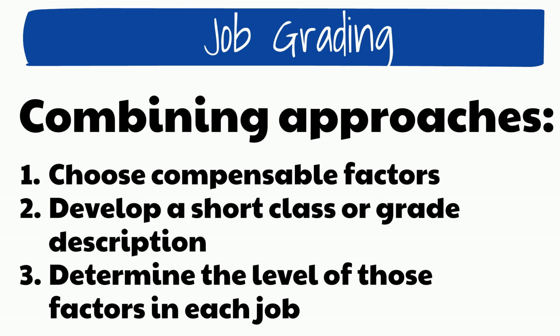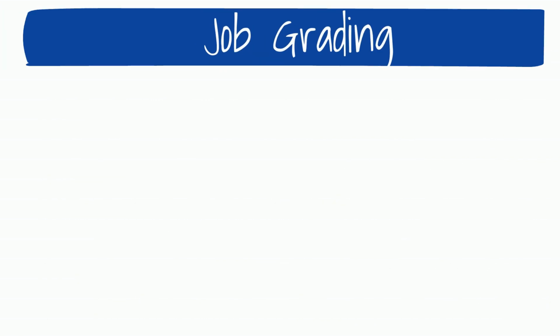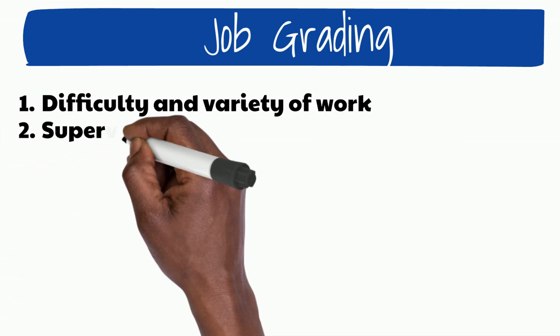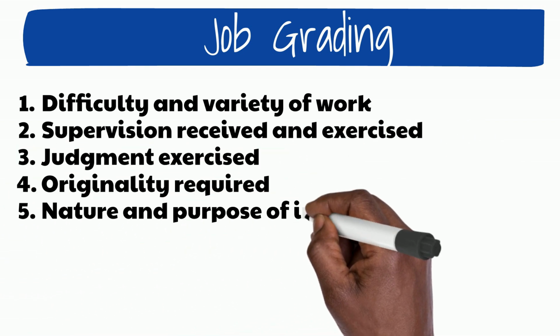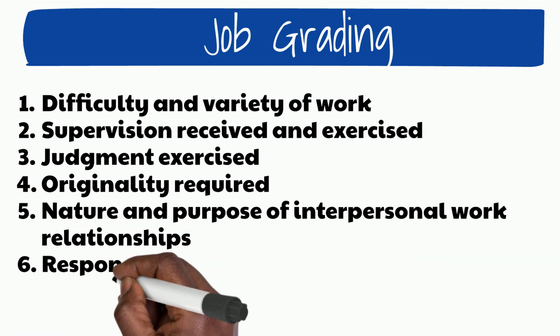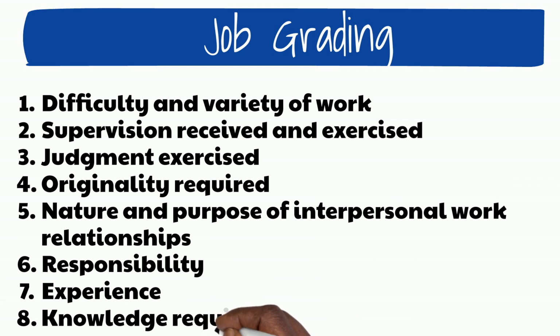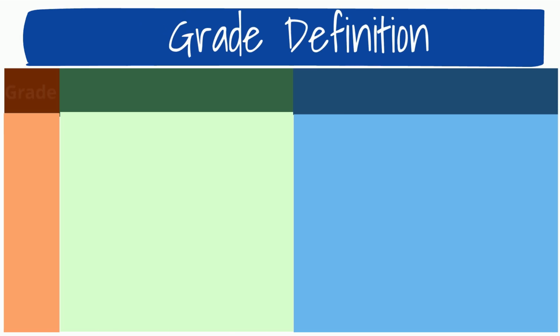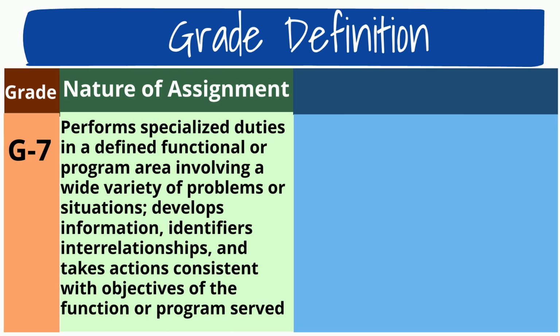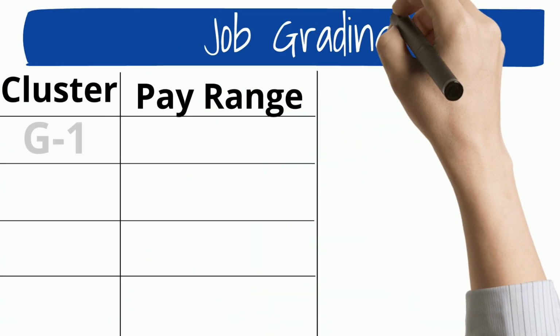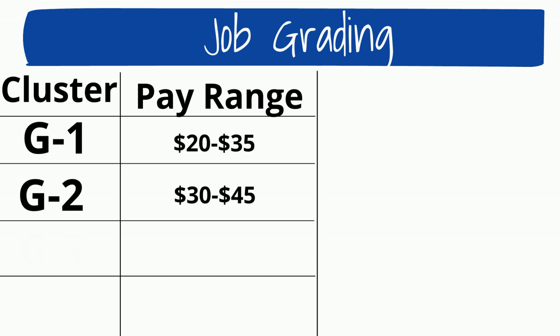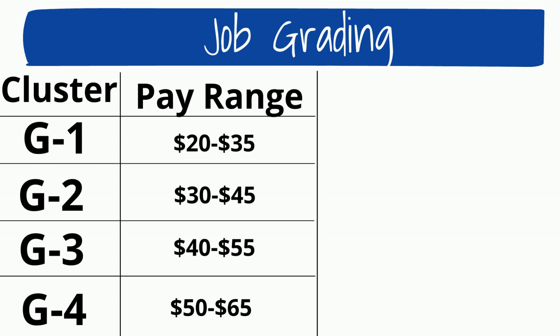For example, the U.S. government's classification system uses 8 compensable factors. They are difficulty and variety of work, supervision received and exercised, judgment exercised, originality required, nature and purpose of interpersonal work relationships, responsibility, experience, and knowledge required. Based on these compensable factors, raters write a grade definition. Then the evaluation committee reviews all job descriptions and slots each job into the appropriate grade by comparing each job description to the rules of that grade.